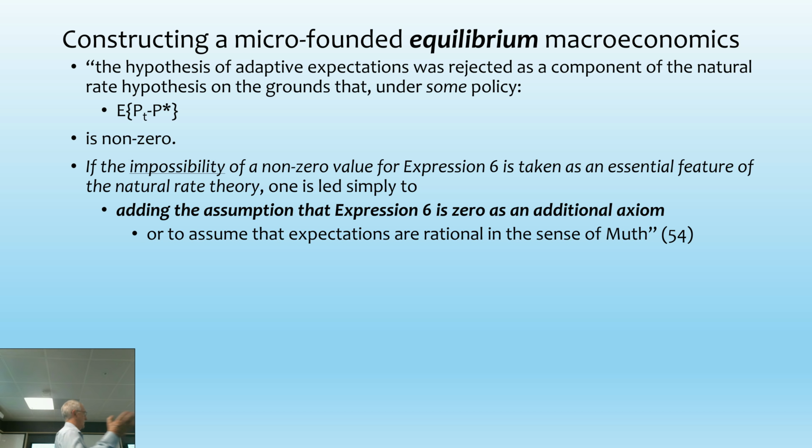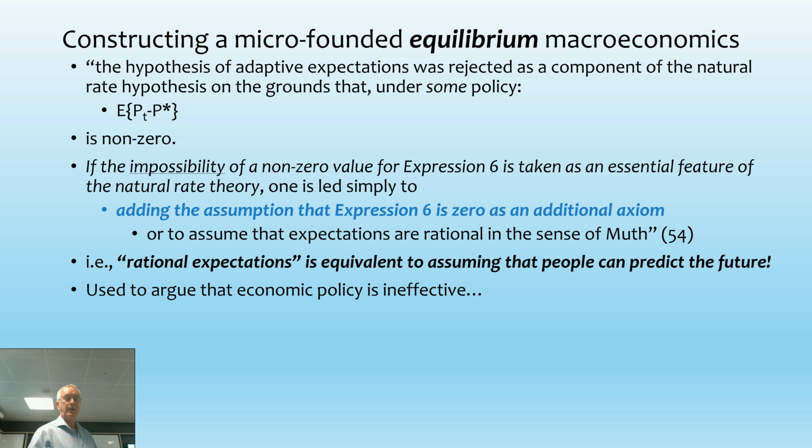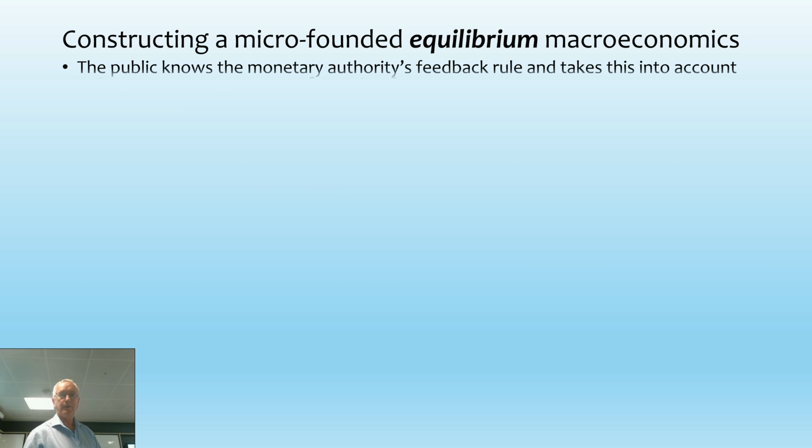That's saying that this is why I love finding quotes like this. This is an equivalence between assuming that people can predict the future or saying rational expectations, which means rational expectations assumes people can predict the future. They've never quite put it that way in their own writing, but here's one of those little gimme statements that comes up. And they then say, well, the economic policy is going to be ineffective if this happens. What's going on here?